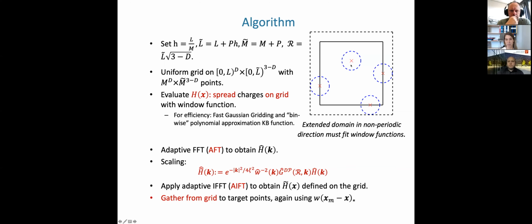We interpolate onto the grid, and this time, instead of the adaptive FFT, we go to Fourier space and we scale. This time we're scaling with our modified Green's function. So it's not just a simple 1 over k squared, it has some other formula, but you just apply it. It's different depending on how many periodic directions you want. Then we do an adaptive inverse FFT to get back to the grid, and then go from the grid to the target points, again using the window function.